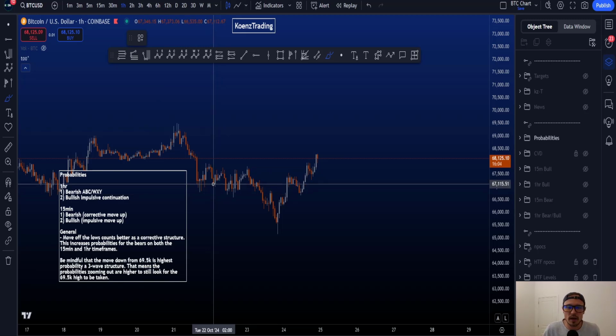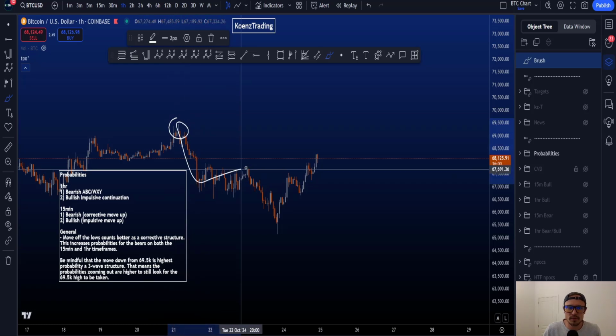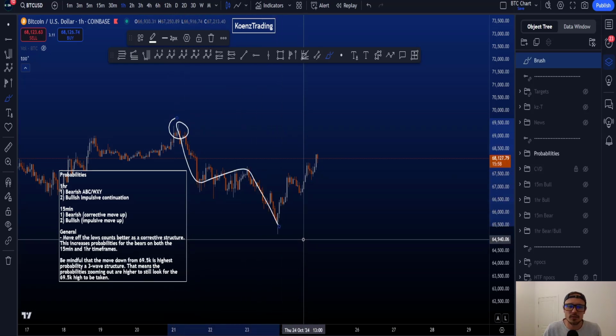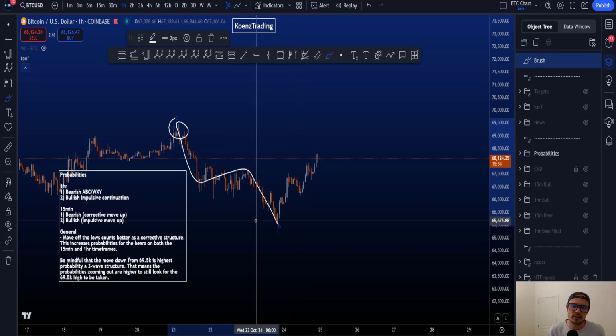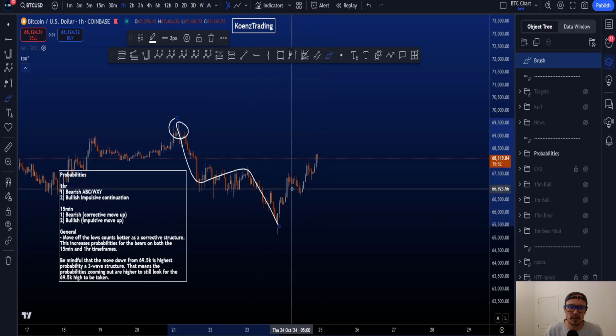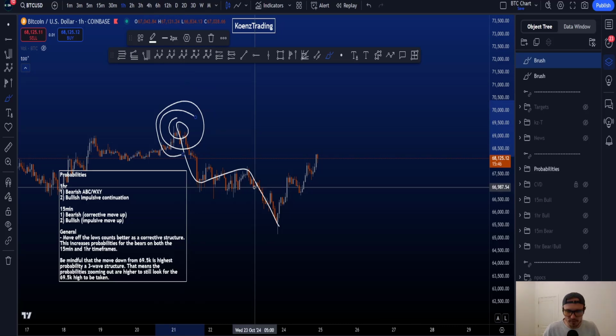Please be mindful, however, that the move down from the high here at 69.5k is best counted as a 3-wave corrective structure. That means that if you would zoom out and not focus so much on all the lower time frame stuff, the probabilities are higher to take out this high. So that is something that you got to be aware of.